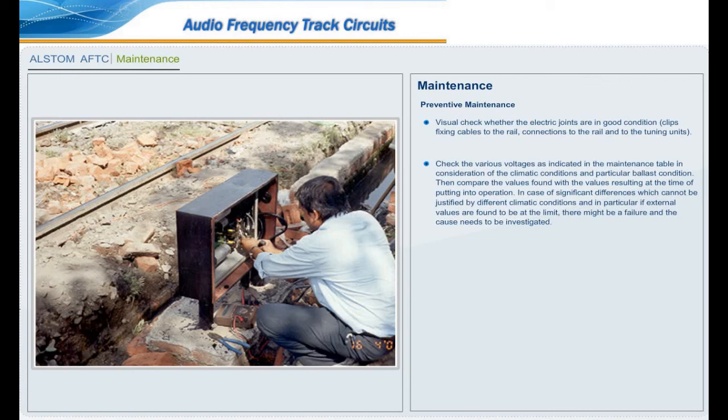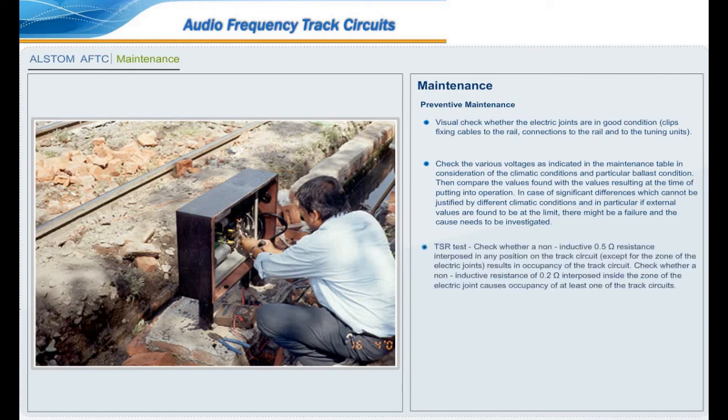Then compare the values found with the values resulting at the time of putting into operation. In case of significant differences which cannot be justified by different climatic conditions, and in particular if external values are found to be at the limit, there might be a failure and the causes need to be investigated.